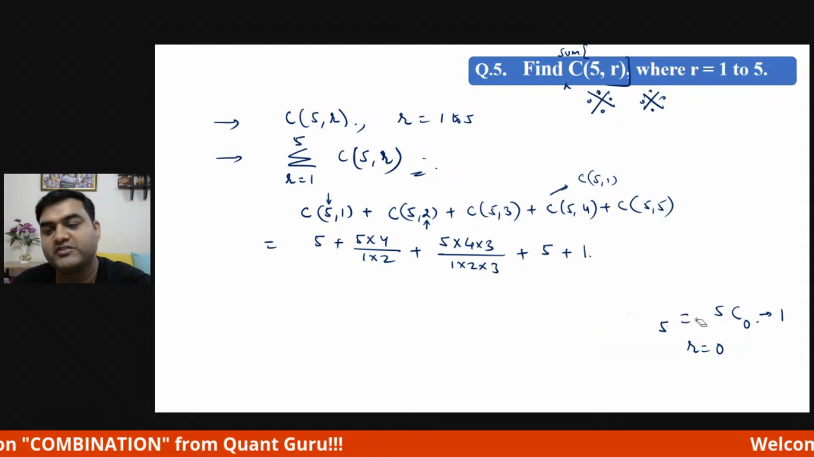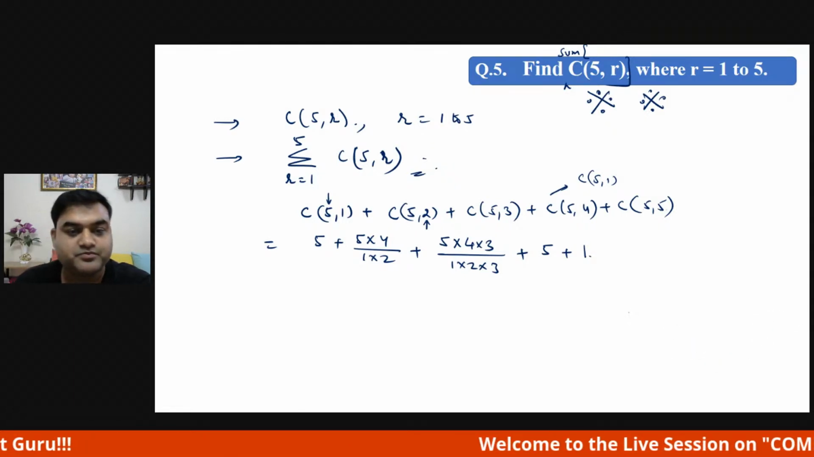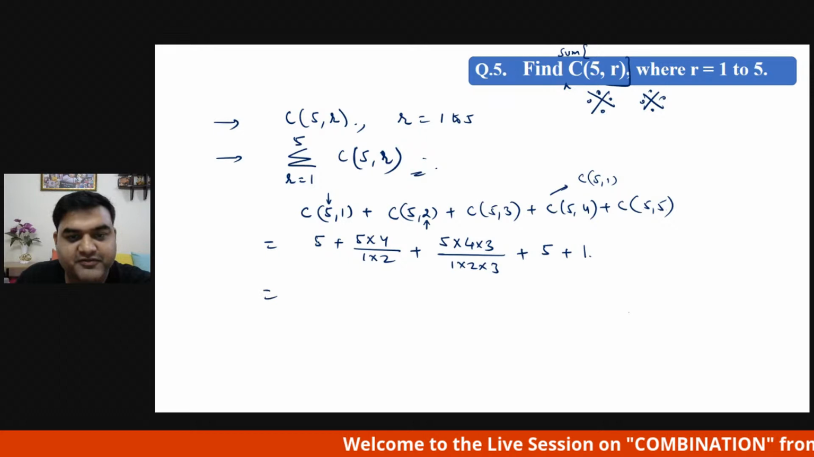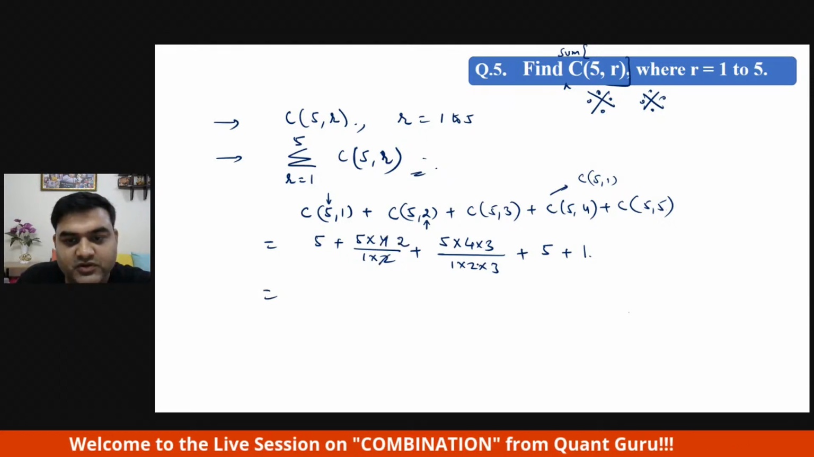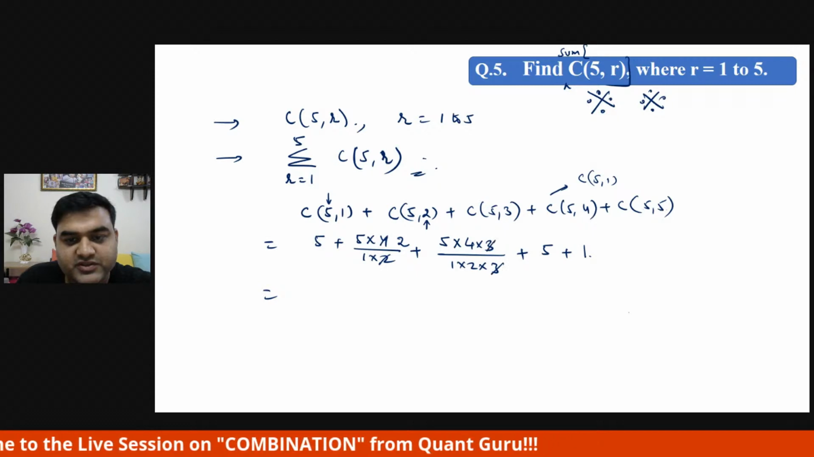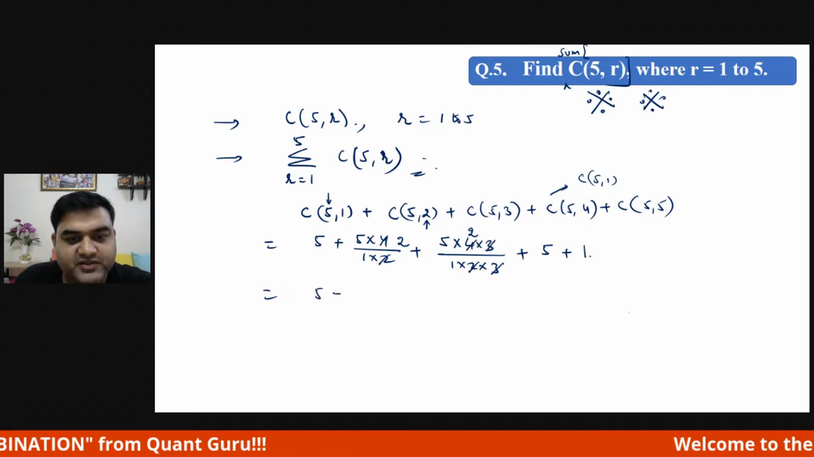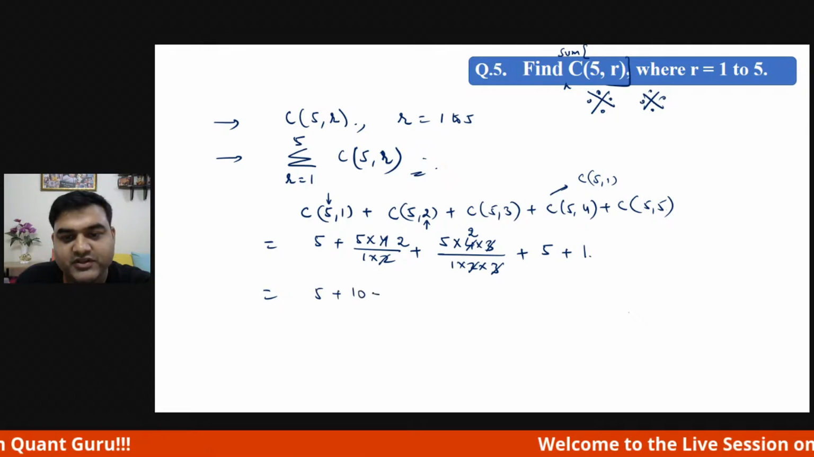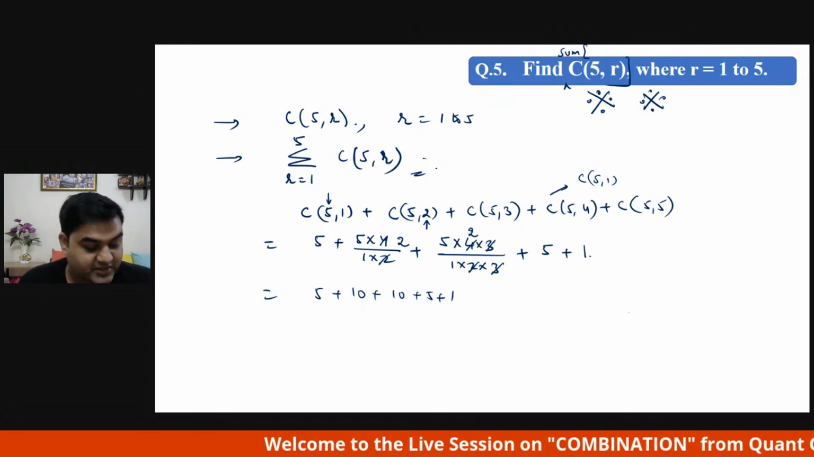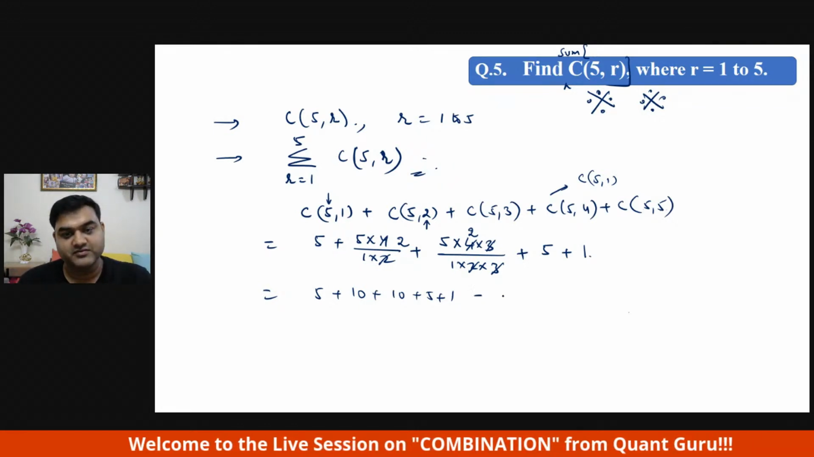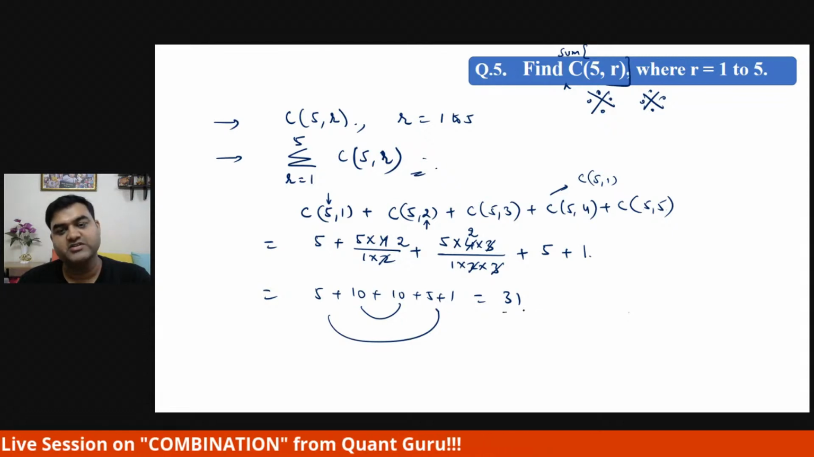Now let's find the value of the given sum. That is 5. Let's reduce it to 2. Now 3, 3, 3, 2. So this is 5, this is 10, this is also 10, this is 5, and this is 1. So 20, 30, 31 is the answer, isn't it? 20 plus 10 is 30, plus 1 is 31. That is the answer.